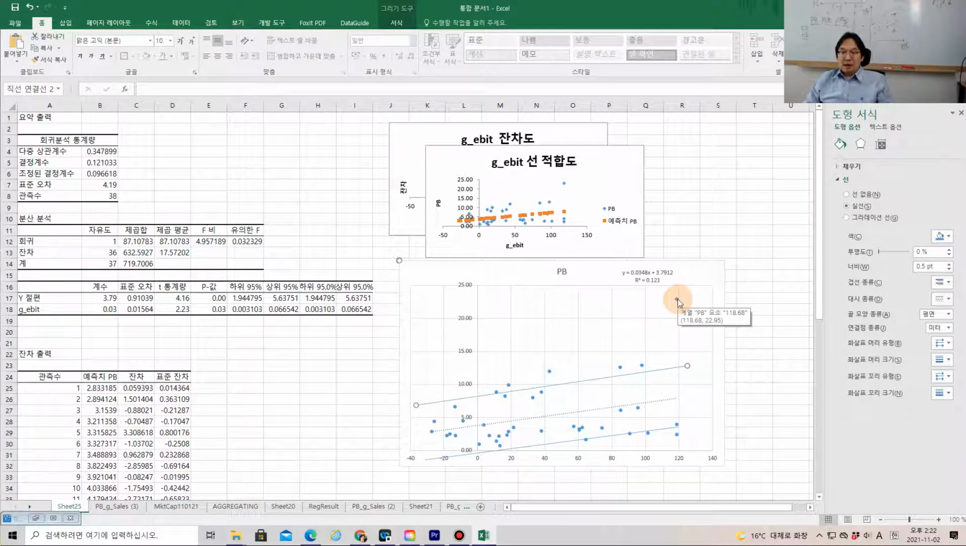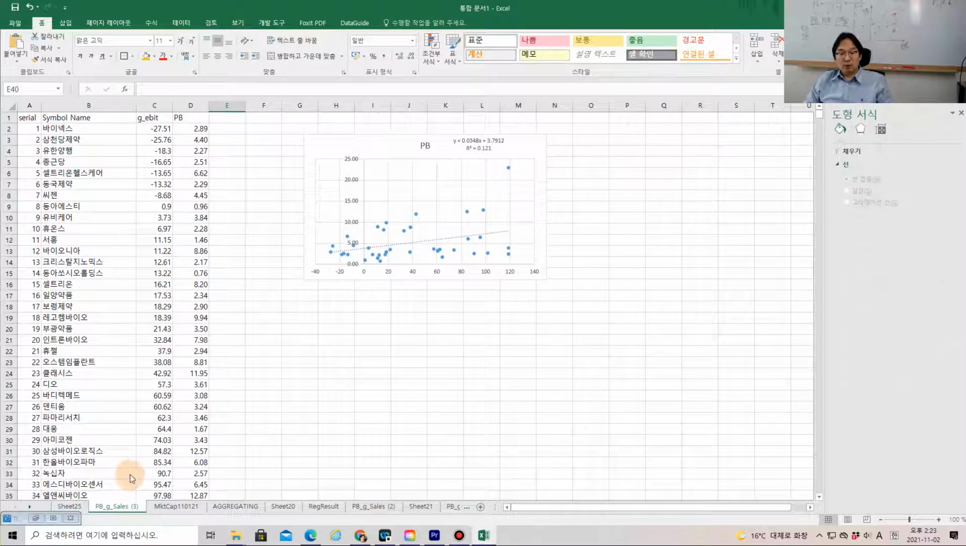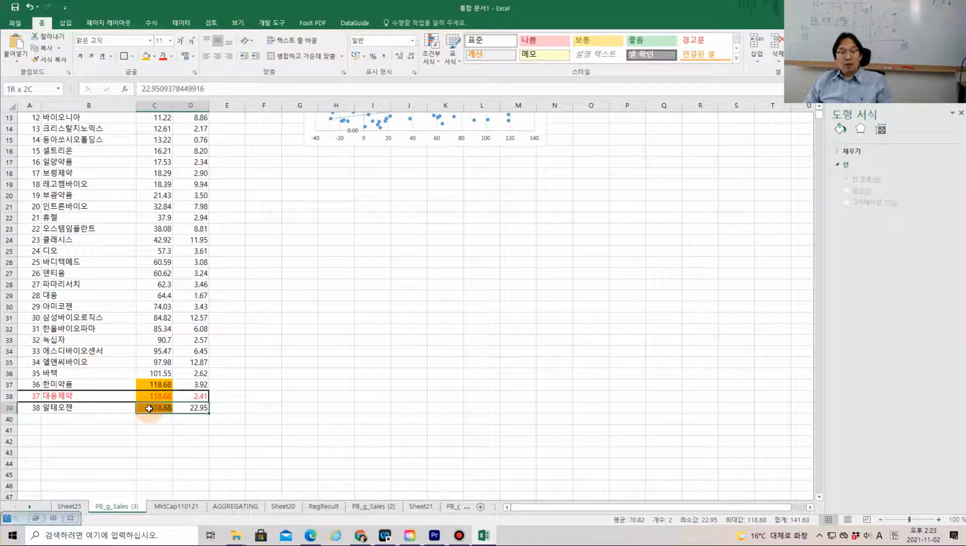How about this one? Sell recommendation, I would say, right? Its growth rate expectation is very high, 120%. A great growth potential. That's good. But does that mean that it deserves this high PB ratio of 22.95, as you see? What is that stock? 118, 20, that's this one. 알테오젠.